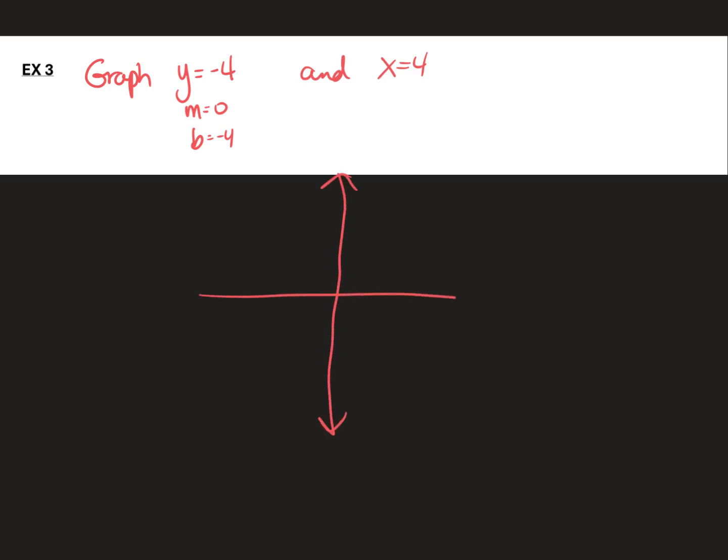For example 3, we're going to graph two different equations. We're going to graph y equals -4, and we're also going to graph x equals 4. So the slope here is 0, the y-intercept is -4. -1, -2, -3, -4. It's always a horizontal line. So this one is graphed in blue. Y equals -4.